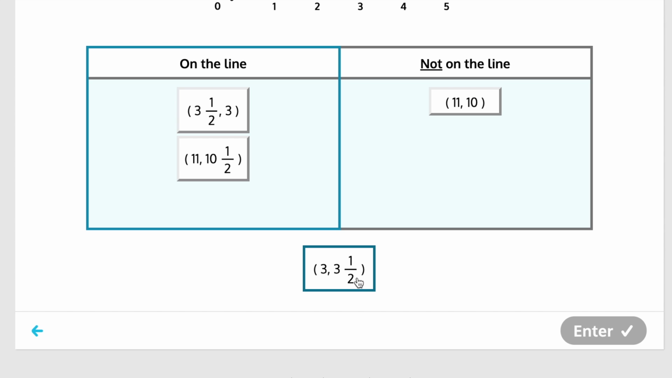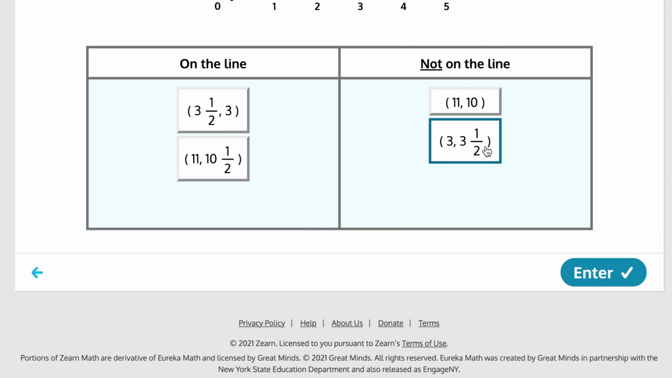(3, 3 and 1/2). What do you guys think? Type into the chat or have your teacher call on you. Would it go on the line or not on the line? So it would not go on the line because 3 and 1/2 is 1/2 more than 3.